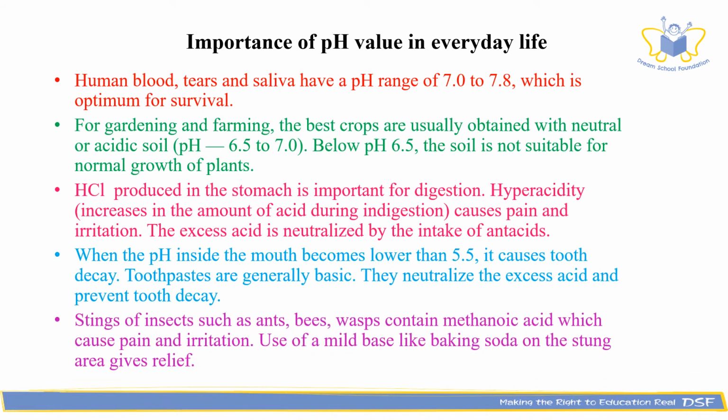Stings of insects such as ants, bees, and wasps contain methanoic acid, which causes pain and irritation. Use of a mild base like baking soda on the stung area gives relief. These are some of the importance of pH value in our day-to-day life.